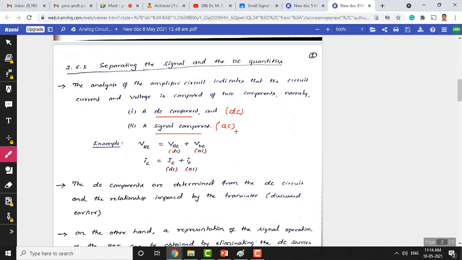I think you might have come across these problems in network theory also, where there are AC sources, AC elements like inductor, capacitor, and DC sources, DC voltage source, DC current source. In such cases, what I would suggest is when there are multiple voltage sources or multiple current sources, you can apply superposition theorem. What does superposition theorem state?